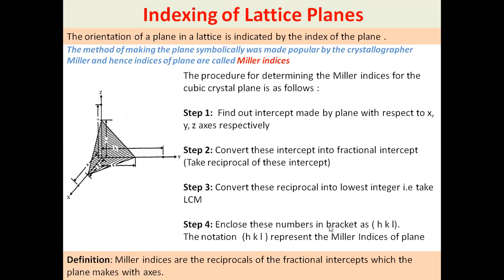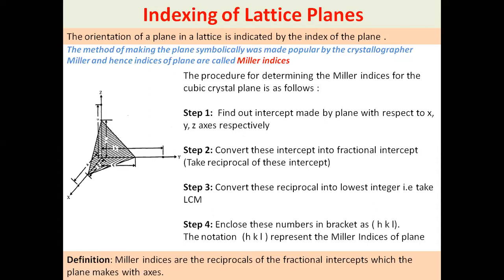Enclose these numbers in a bracket as the HKL value. In this bracket you have to insert the planes. These brackets are called parenthesis. So planes are always inserted in this parenthesis. HKL is the value of the plane, that is, the Miller indices. You have to remember that this bracket is called parenthesis.